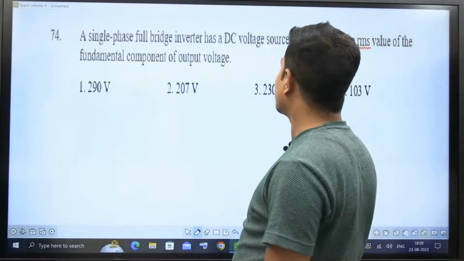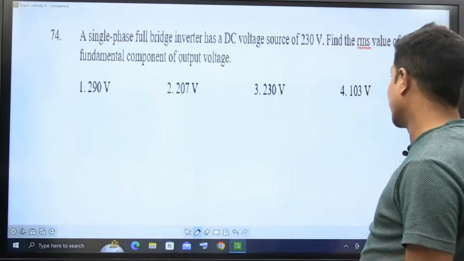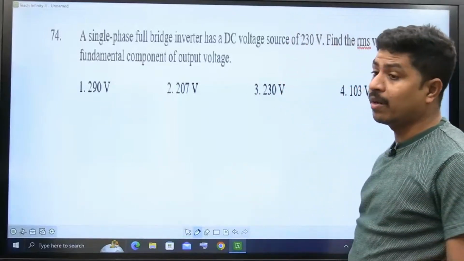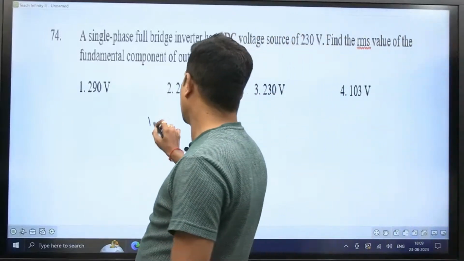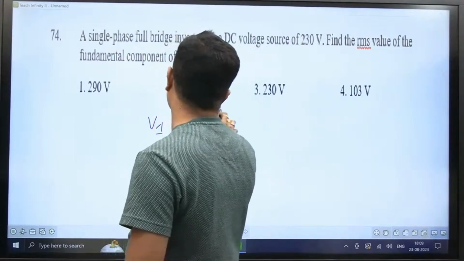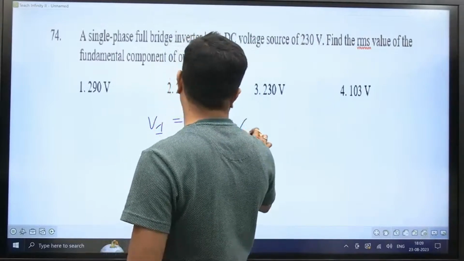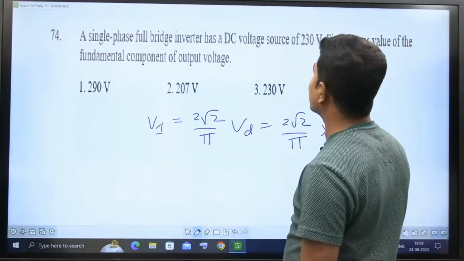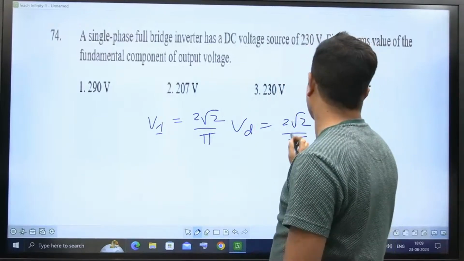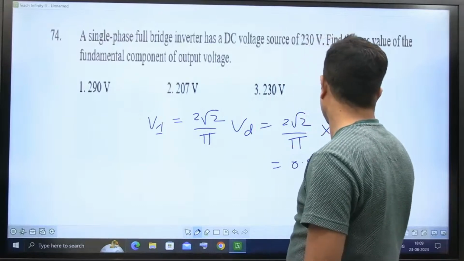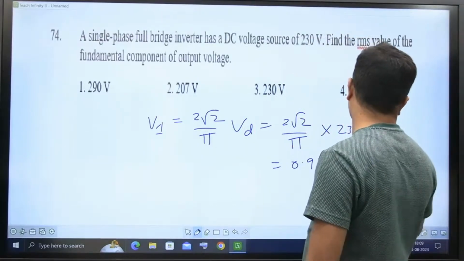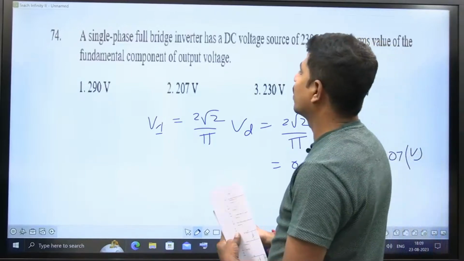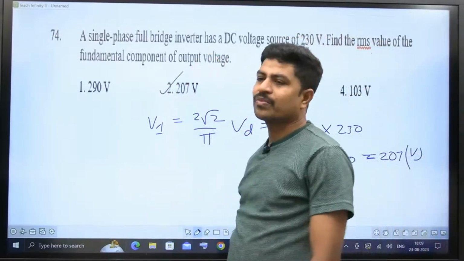A single phase full bridge inverter has a DC voltage source of 230. Find the RMS value of the fundamental component of the output voltage. Fundamental is equal to 2 root 2 by pi into VDC. That is 2 root 2 by pi into VDC, where VDC is 230. You'll get around 0.9 into 230. Then the answer is 207 volts. It is 207. The option is 2.